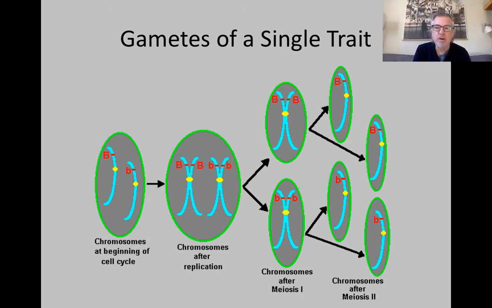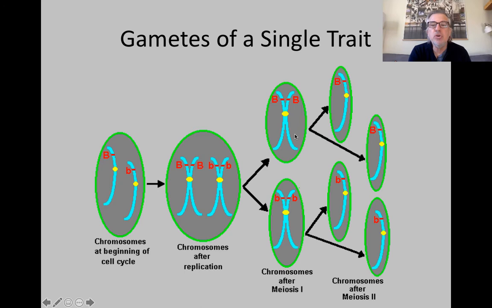Now, I know the clever among you are saying, what about crossing over? Yes, crossing over can create it so this one is big B, little b, and this one is little b, big B. But we're going to ignore that, and I'll tell you why. Because the result is going to turn out to be the same, and you should convince yourself that the result would be the same even if there's crossing over here.